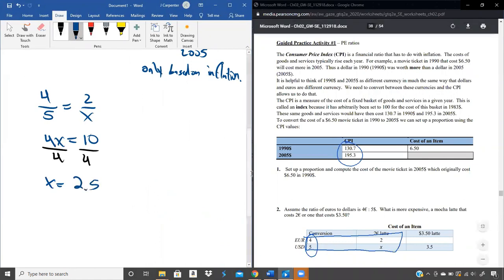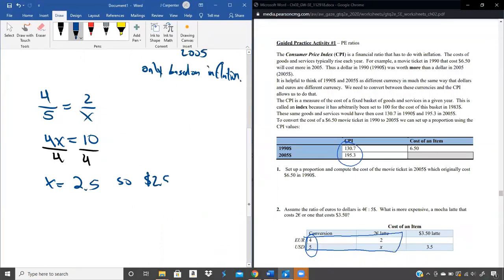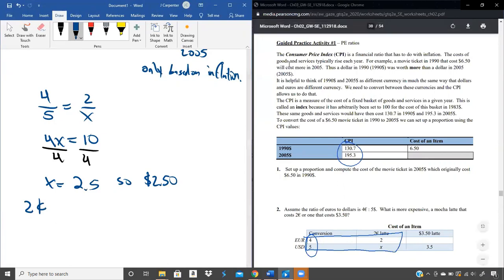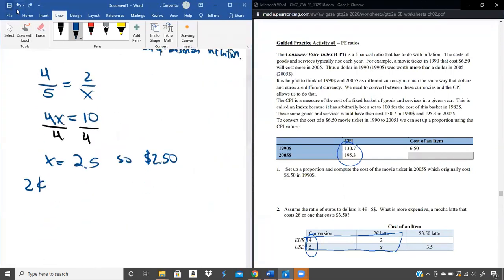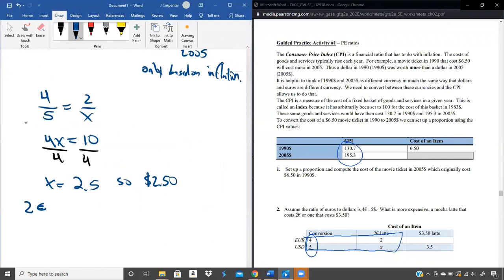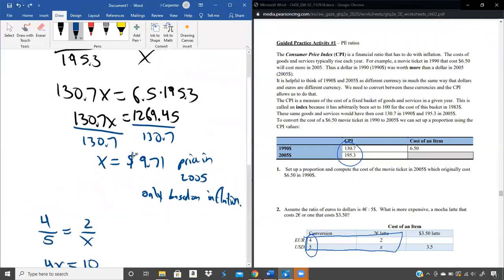Now x was right here, and that's in the American dollar. So it's $2.50. That says that the 2 euro, that looks like a cent. Why did I draw a cent? The 2 euro latte costs $2.50 in America. So the 2 euro latte would cost you $2.50 in the USD, not USA, USD.